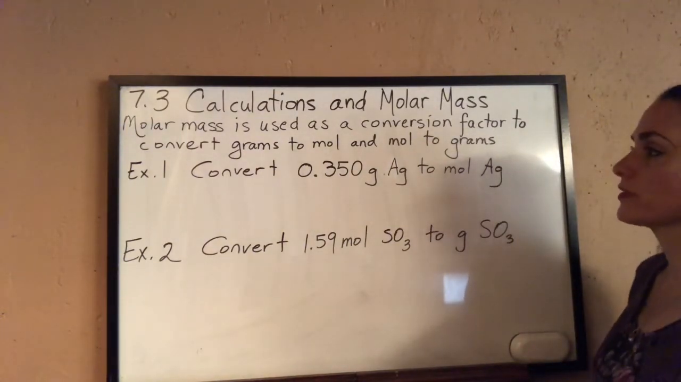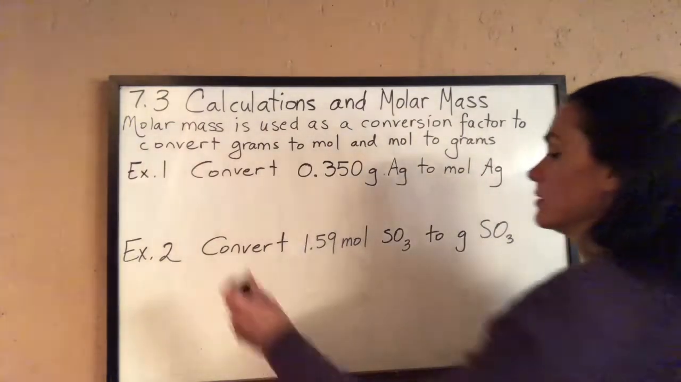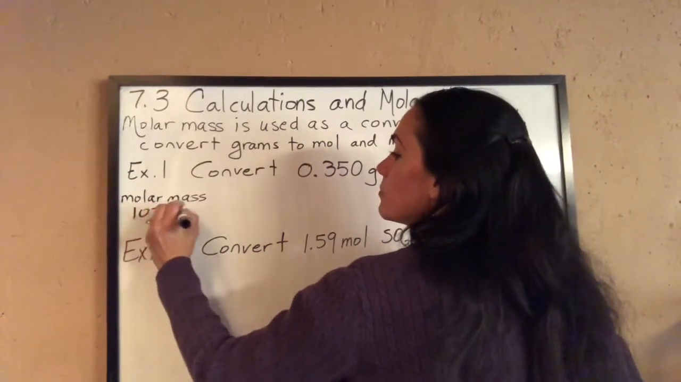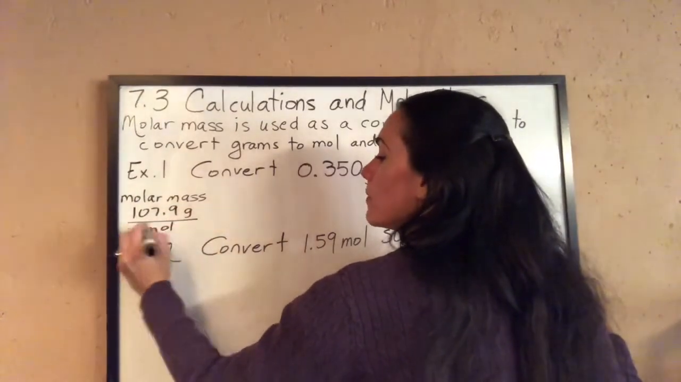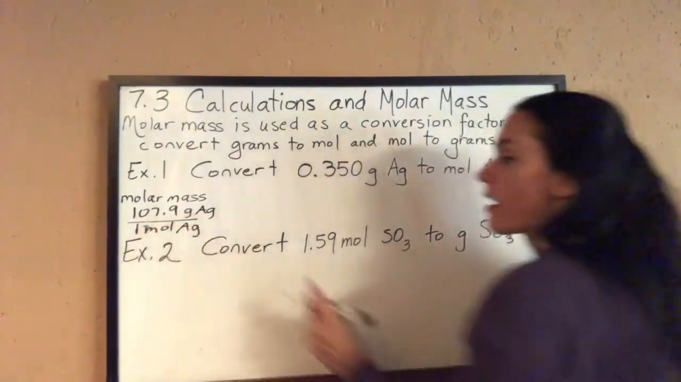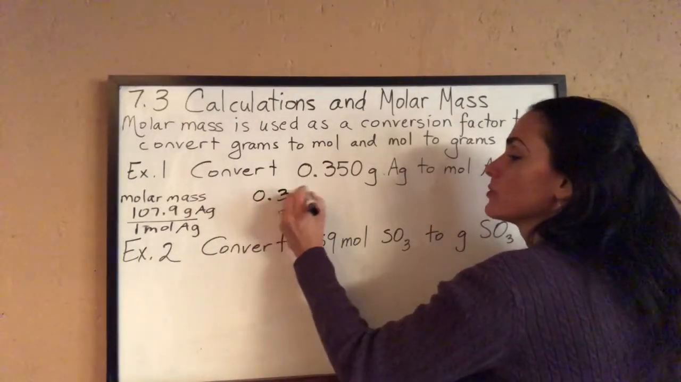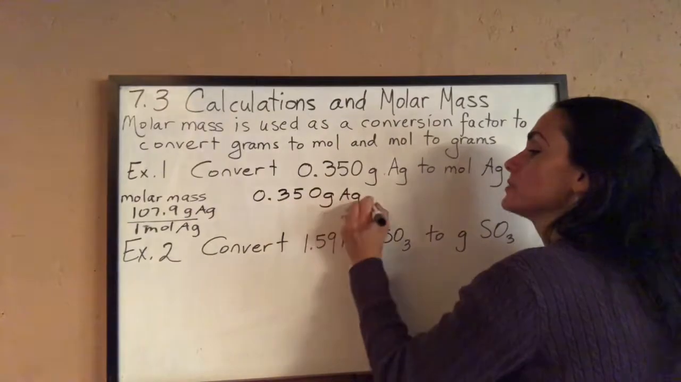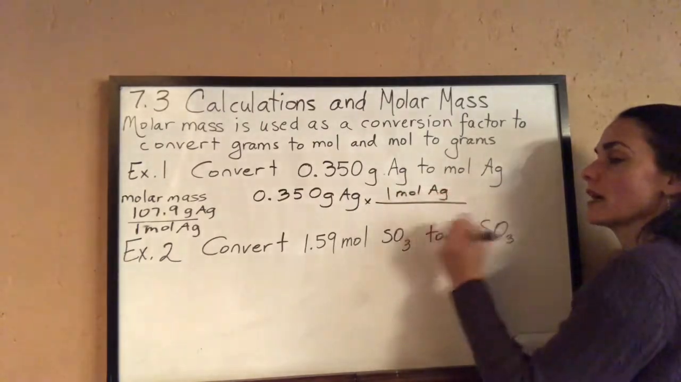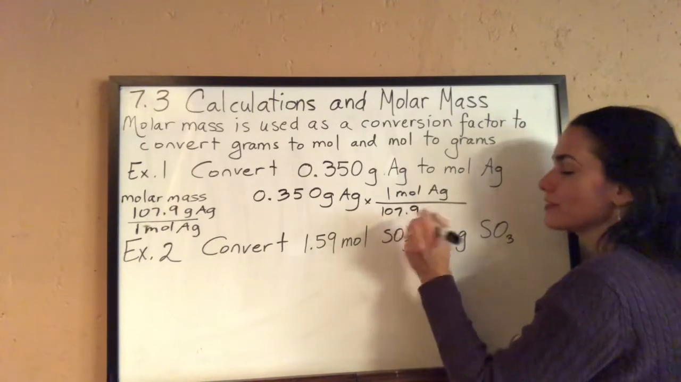Convert 0.350 grams of silver to moles of silver. Okay, we need the molar mass of silver. Molar mass of silver is 107.9 grams per 1 mole. Now this was from a previous problem, this molar mass. Trying to start off simple here. So we want to convert grams of silver to moles of silver. Well, we need to flip this. We need 1 mole on the top because that's our desired unit. And the given unit is grams, sorry.